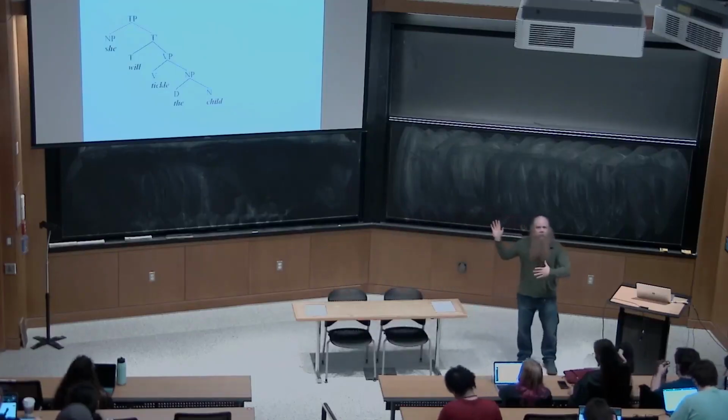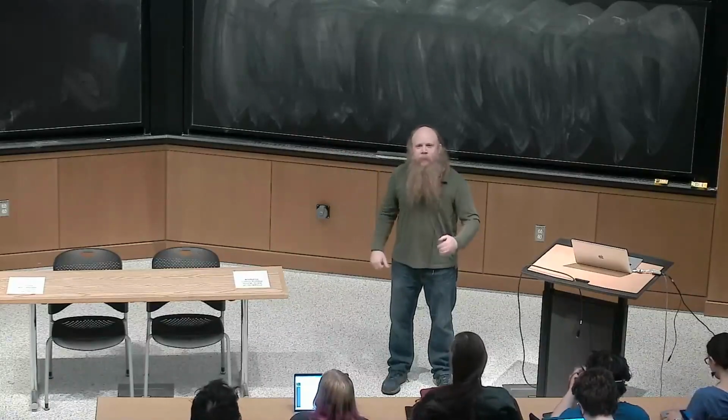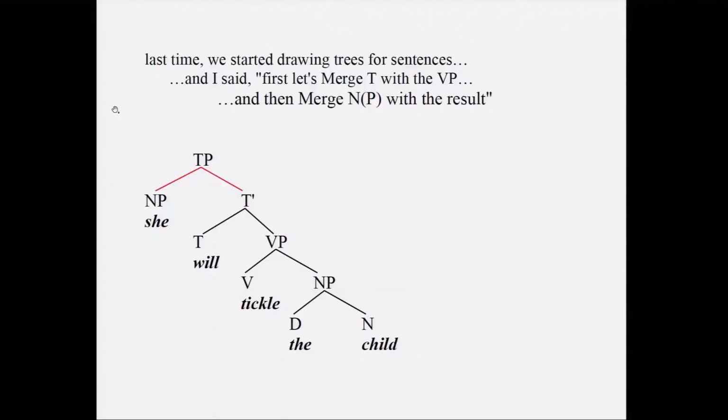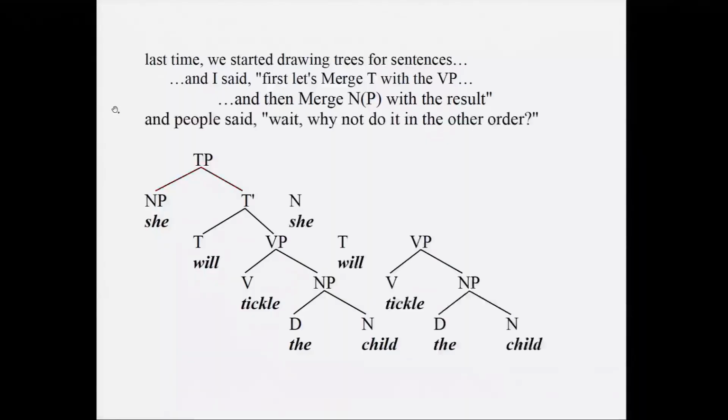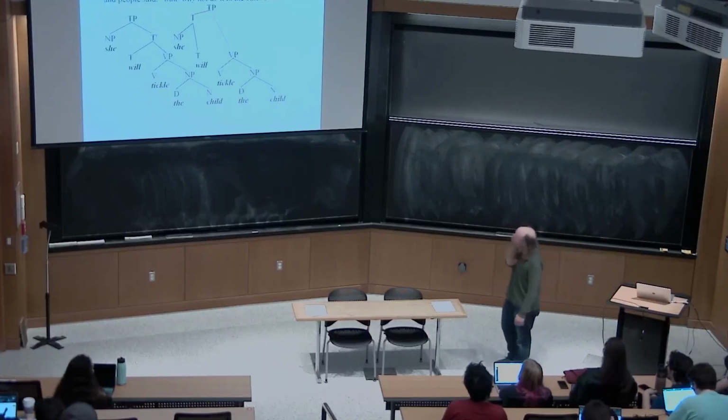I said, that's the way we're going to build sentences. Immediately, several of you objected. Katerina here, for example, ruthlessly demanded that I explain why we were doing it in that order and not, for example, like this. We've got tickle the child just like before, but this time we'll merge she with will first, maybe projecting T. And then we'll merge the result of that with tickle the child, giving you a TP again, but with a different constituent structure.